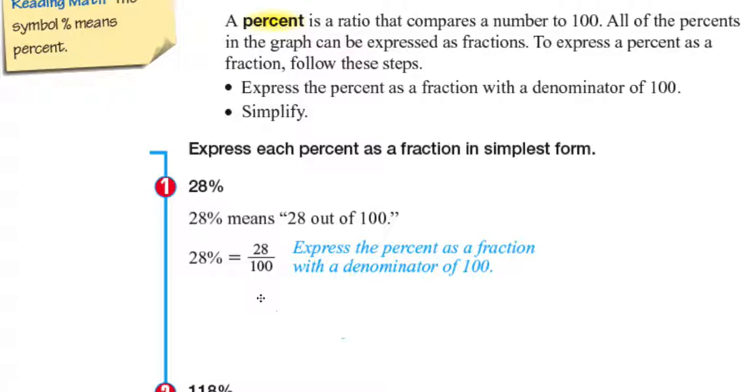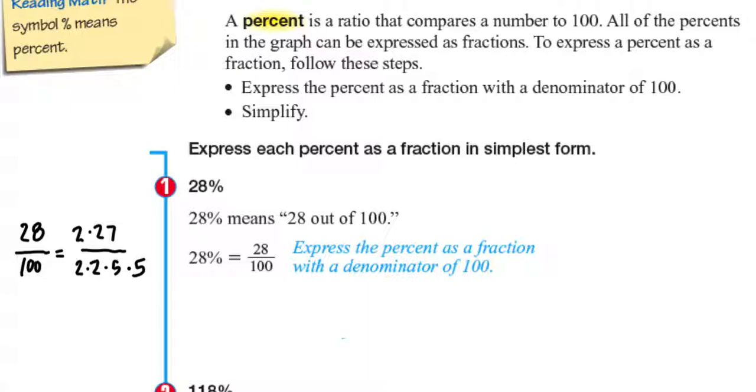And then we simplify 28 over 100. The GCF of 28 and 100 is 4. So we divide 28 by 4, and 100 by 4. Or, if you don't readily know it, we simply do this: 28 over 100, and remember we did this in the past. Prime factors of 28 are 2 times 2 times 7. Prime factors of 100 would be 2 times 2 times 5 times 5.